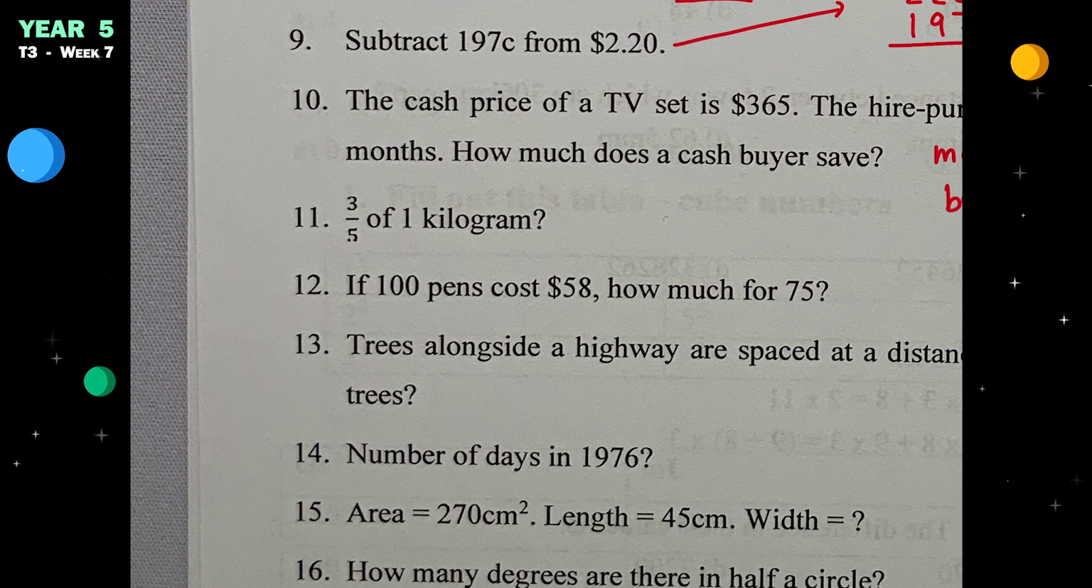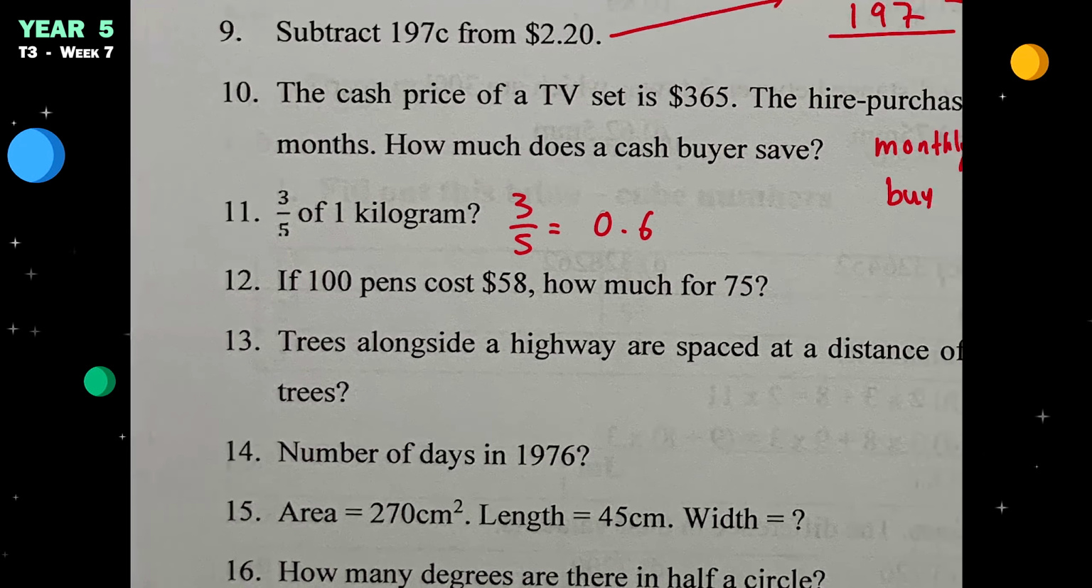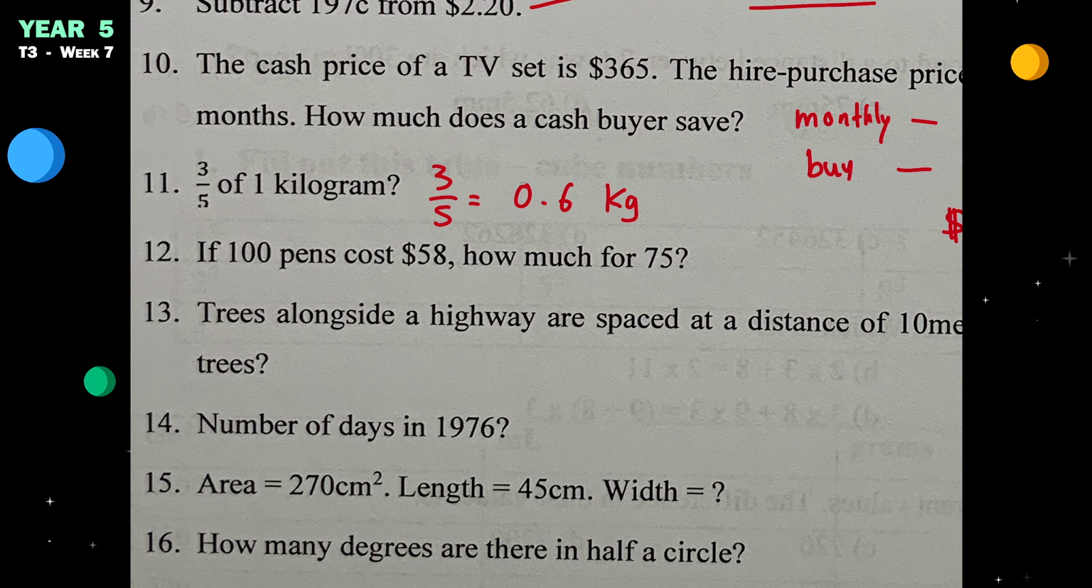3/5 of a kilogram. Okay, 3/5. So 3/5 is equal to 0.6. So therefore 0.6 kilograms. Okay. From fraction to decimal, I hope you get used to converting from fraction to decimal. These are simple ones like these.